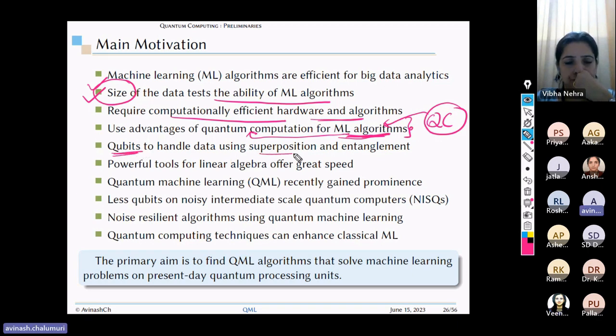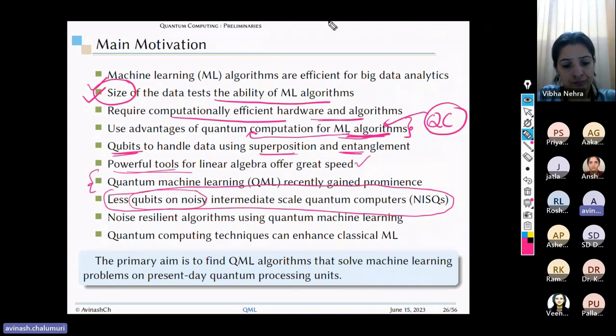So they can handle superposition and entanglement, which are quantum mechanical properties. And also there are powerful tools in linear algebra related to quantum computing that can offer great speeds. So that is why quantum machine learning recently gained prominence. And of course, right now we are in the era of NISQ, where the qubits are very noisy.